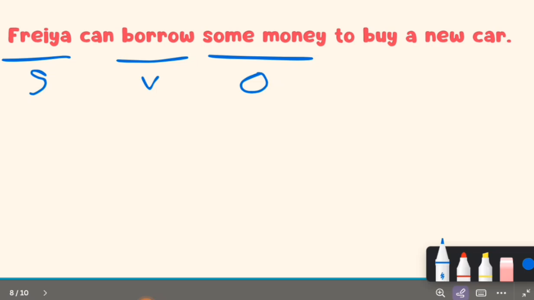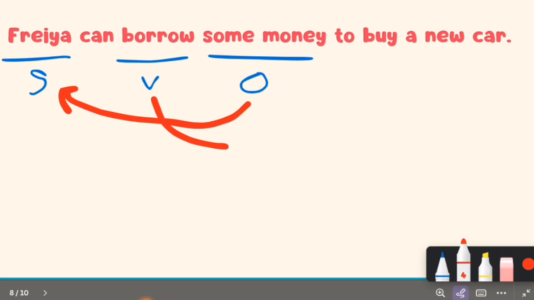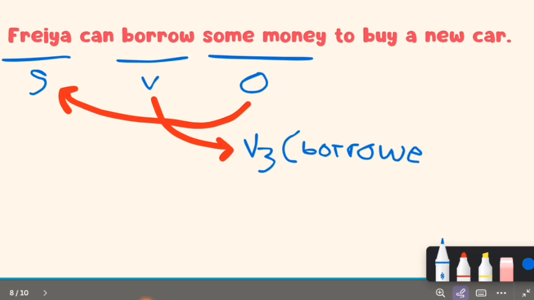Then we should move the object to the subject position. The object some money will become the subject in the passive voice. Then we should change the verb to the passive form. The verb can borrow, we should change to can be borrowed, because in the passive voice we use a form of be. In this case, can be followed by the past participle of the main verb, that is, borrowed.